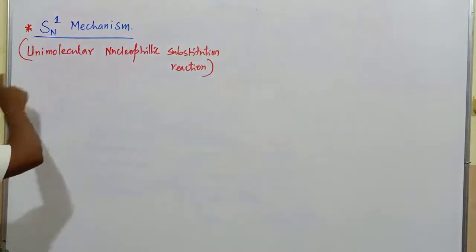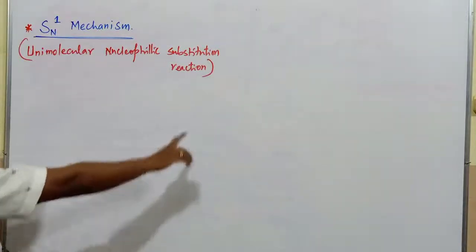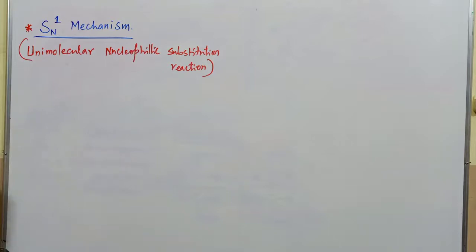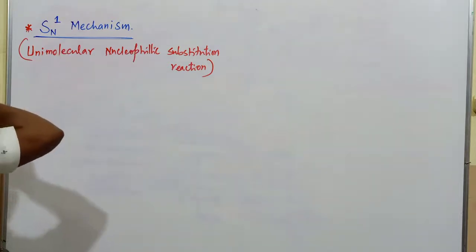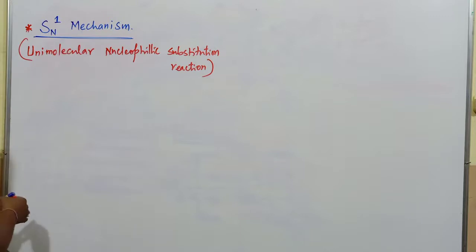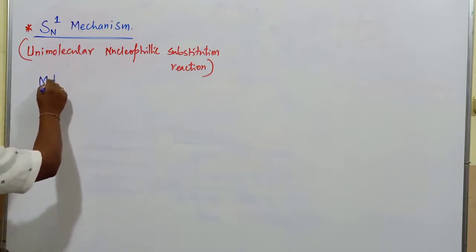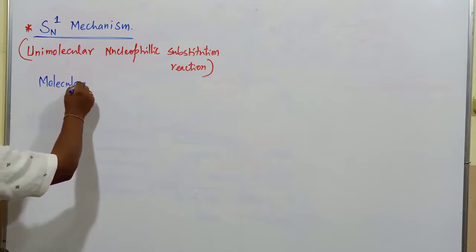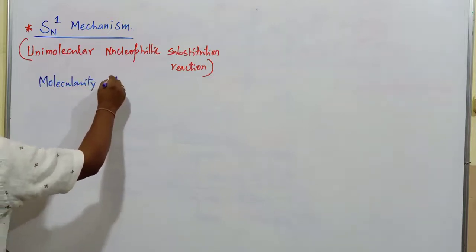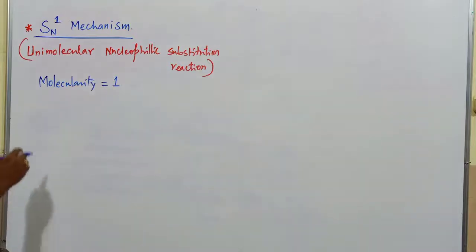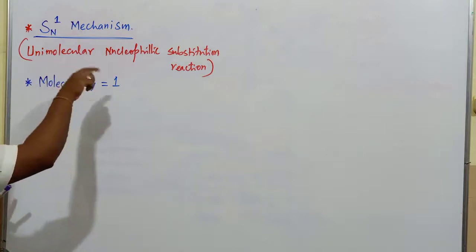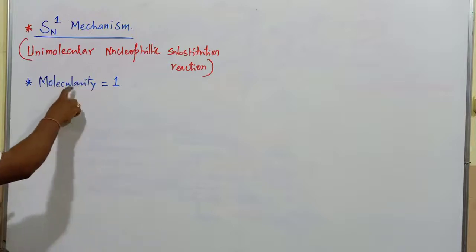SN1 refers to what? Unimolecular nucleophilic substitution reaction. Unimolecular refers to the molecularity of the reaction being equal to 1. What is the meaning of molecularity? Molecularity is nothing but the number of molecules of the reactant which are involved in a chemical reaction. In that reaction, molecularity is equal to 1.